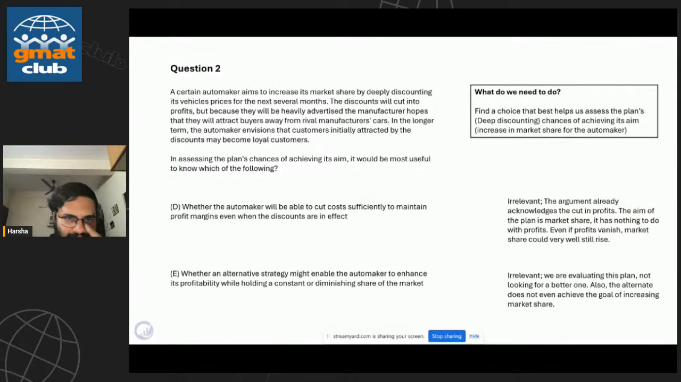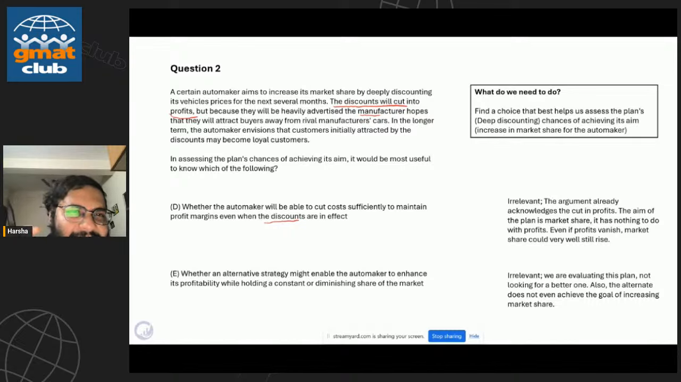So choice D was chosen by one or two of you. It says whether the automaker will be able to cut costs sufficiently to maintain profit margins even when the discounts are in effect. Very interesting. This is where you have to go back to the passage and pay attention to the details. The author already acknowledges, right? In fact, what it means is the car manufacturer is already okay. They already acknowledge the fact that profit wise we are going to take a hit. That's not a problem here. The argument already acknowledges that profit is going to get cut in some way or the other.